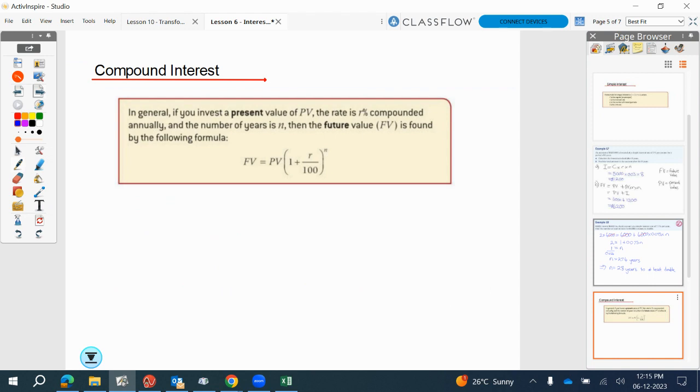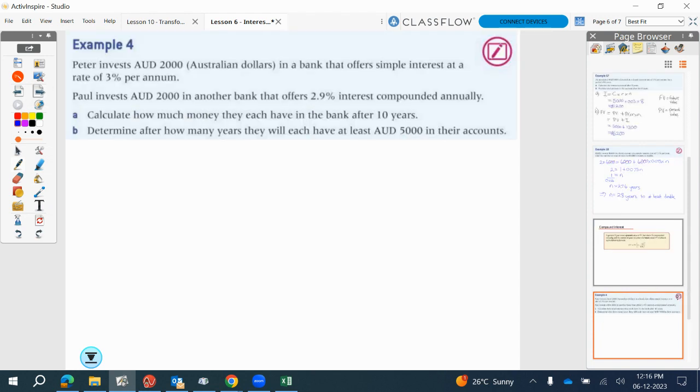All right, compound interest. In general, if you invest a present value of PV, the rate of interest R compounded annually, the number of years is N, then the future value is found using this model. This is where R is a percent. If you convert it to a decimal, you don't need to do the divide by 100. I'll show you. That divide by 100 is a horrible thing.